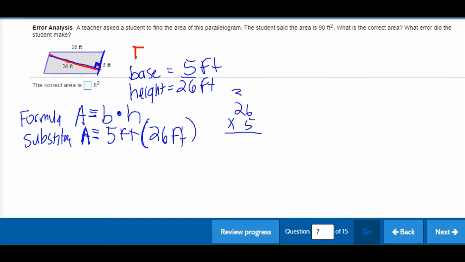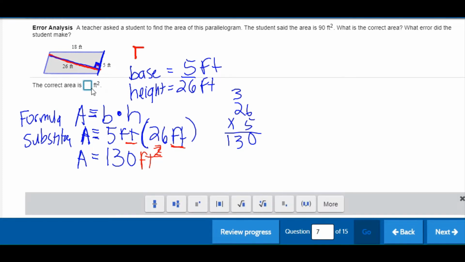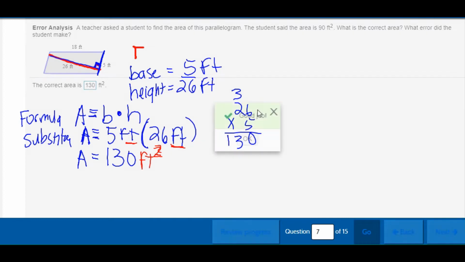So we have 6 times 5, which is 30. 5 times 2, 10 plus 3 is 13. So the area of this parallelogram is 130. And then we have feet times feet, which is equivalent to feet squared. And remember, area is always square because it's two-dimensional, length times width. So the area of this parallelogram is going to be 130 feet squared. So I'm going to put that into this right here. So 130 feet squared.